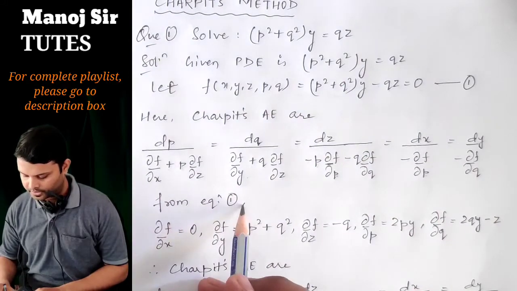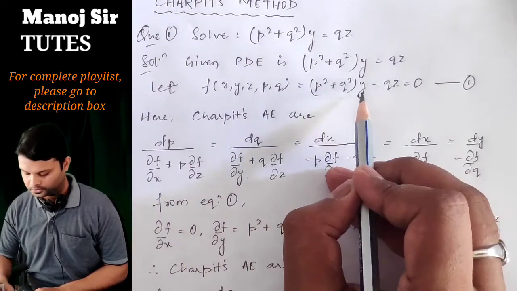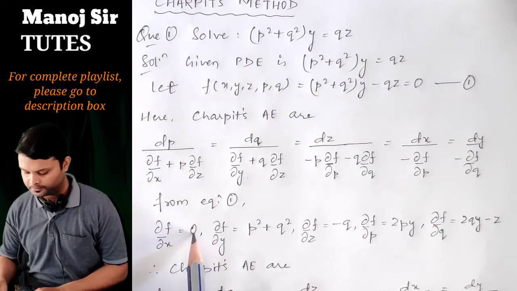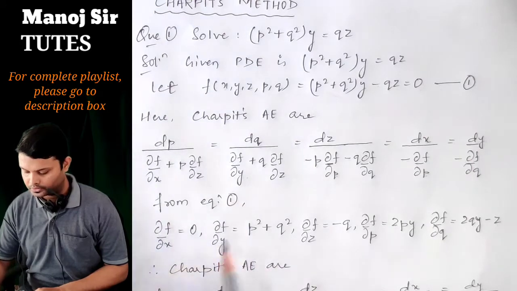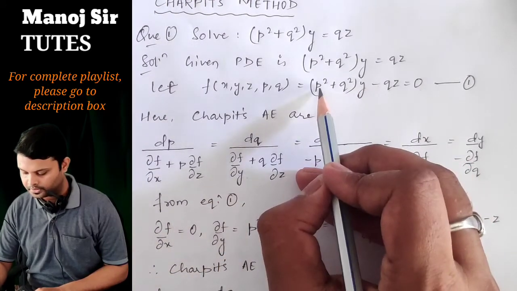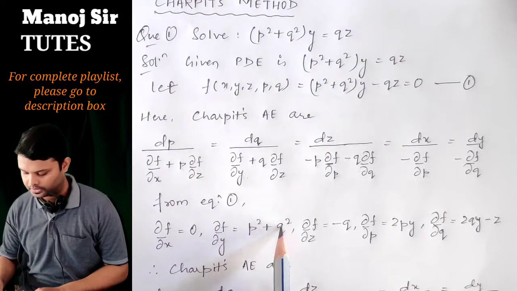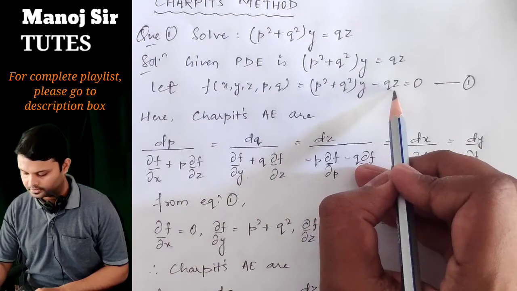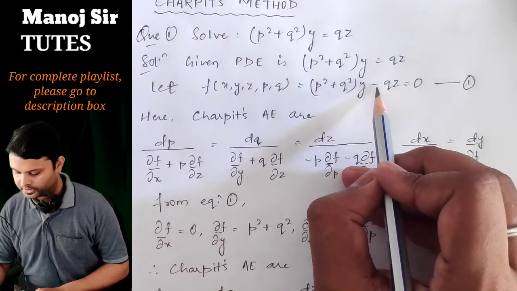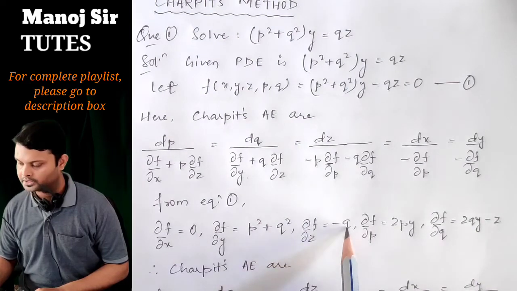From equation 1 we can find del f upon del x. Here you can see we don't have x, so del f upon del x will become 0. Again, partially differentiating f with respect to y: here we have y, and the coefficient will be p square plus q square, so del f upon del y will be p square plus q square. Now coming to del f upon del z. Here we have z, so you will get minus q, that is del f upon del z equals to minus q.